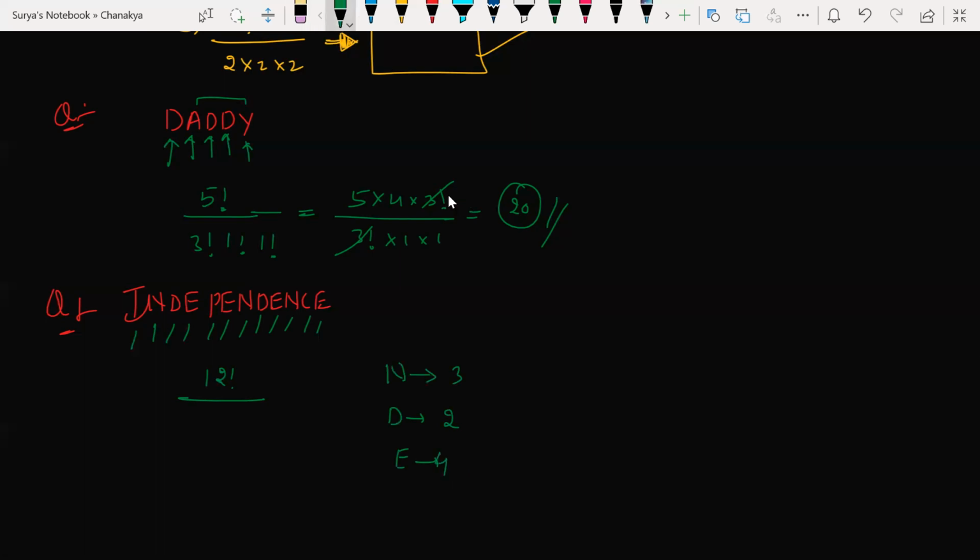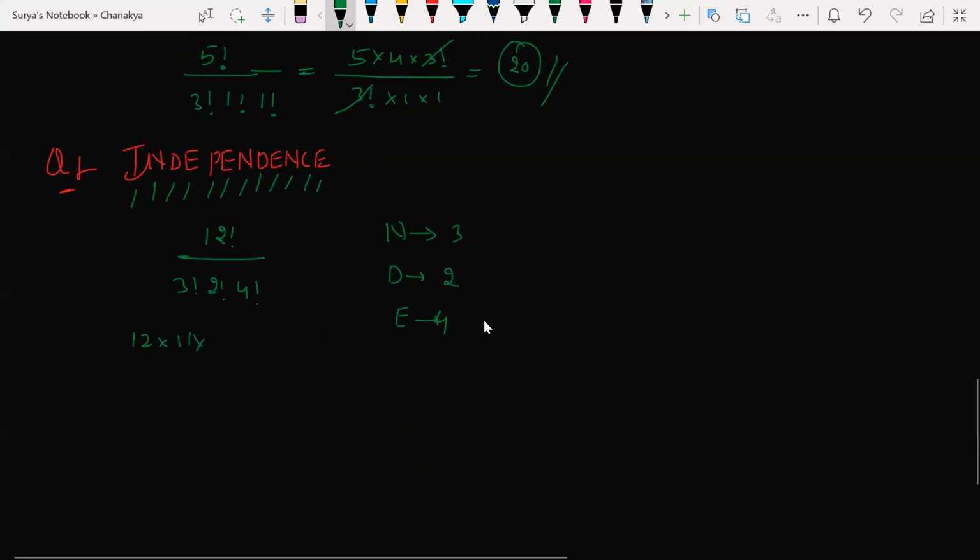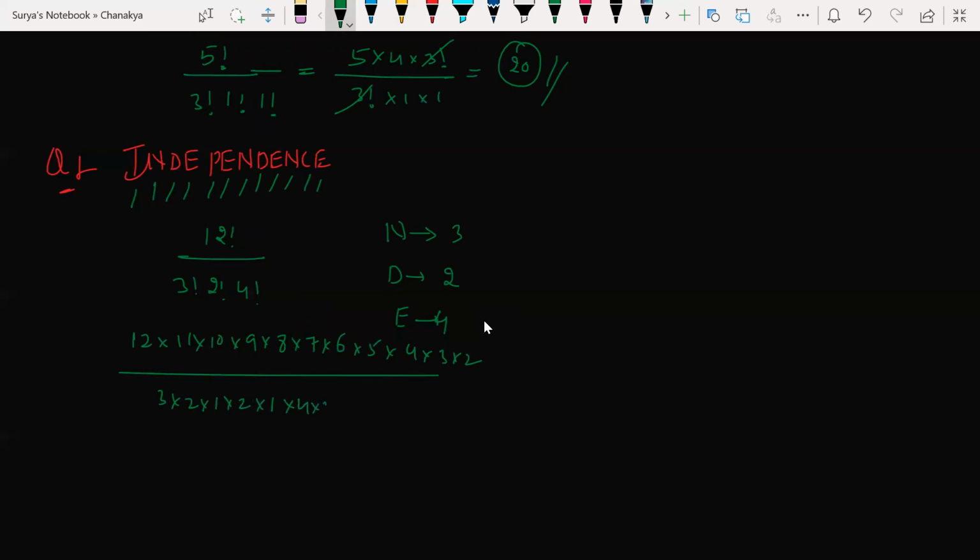Very good. So next, B is one. Remaining are one? Yes, sir. That's it. So 3 factorial into 2 factorial into 4 factorial. So calculate this, that is the answer. If you simplify that, 12 into 11 into 10 into 9 into 8 into 7 into 6 into 5 into 4 into 3 into 2, divided by 3 into 2 into 1 into 2 into 1 into 4 into 3 into 2 into 1.